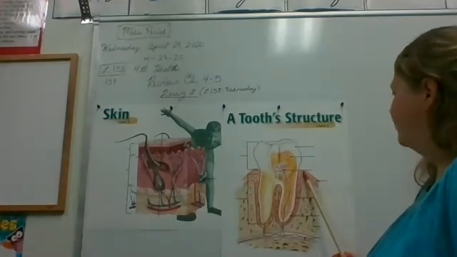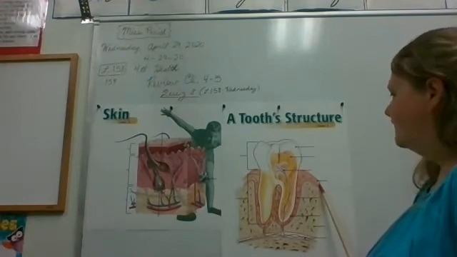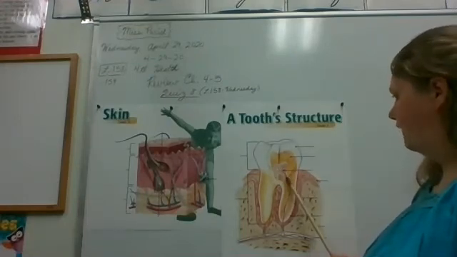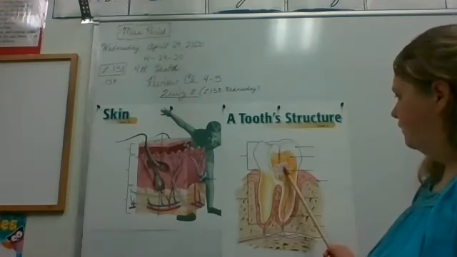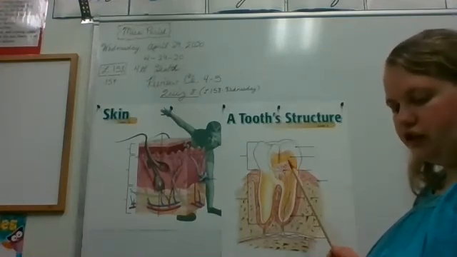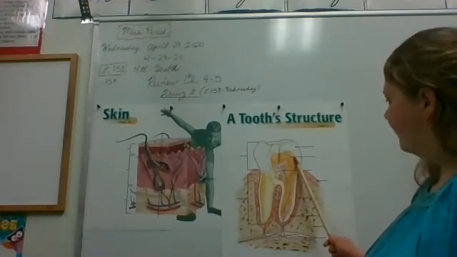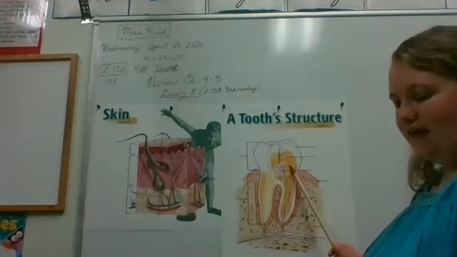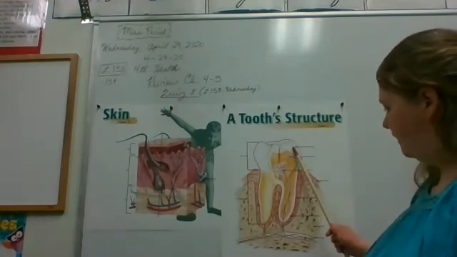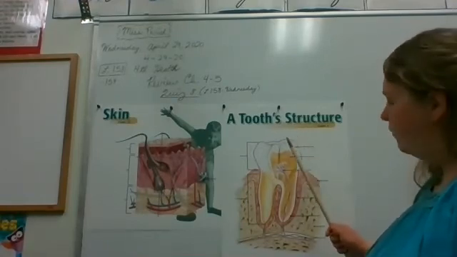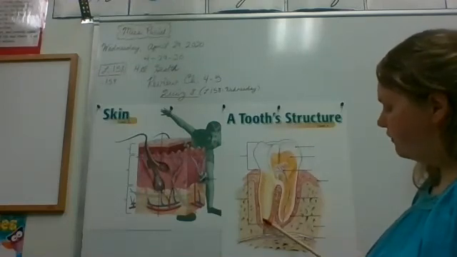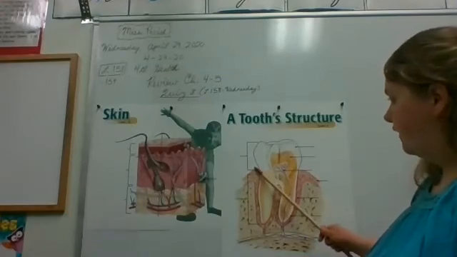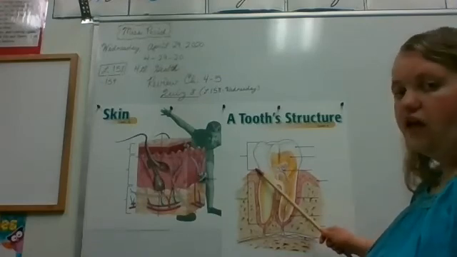What about this part? Gingiva, gum, right? Okay, what about this one on the inside? This is your pulp. Good job. And then the yellow stuff is dentin. And then this one, enamel. And so the bottom half of the tooth is called the what? The root. And the top half is the crown.